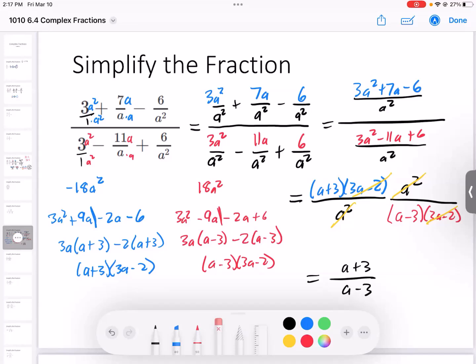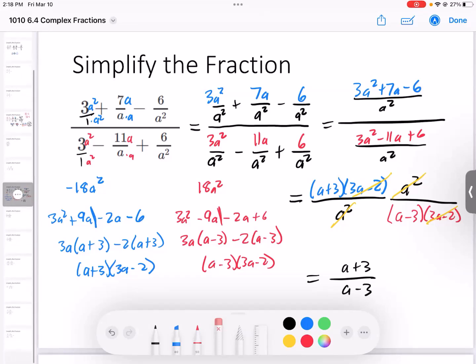Are you guys good with this? Because I was using the zigzag method and then I switched to the reciprocal method, but does that make sense? Okay, cool. So again, the general strategy: you do whatever you need to do, usually finding common denominators, so that the top and bottom of the fraction are each a single fraction. Then you do this division either with zigzag or by multiplying by the reciprocal to get your simplified answer.